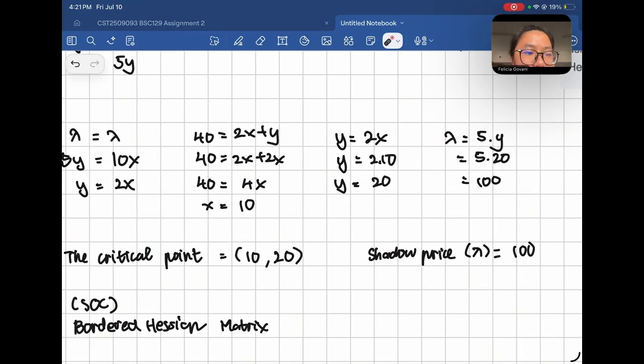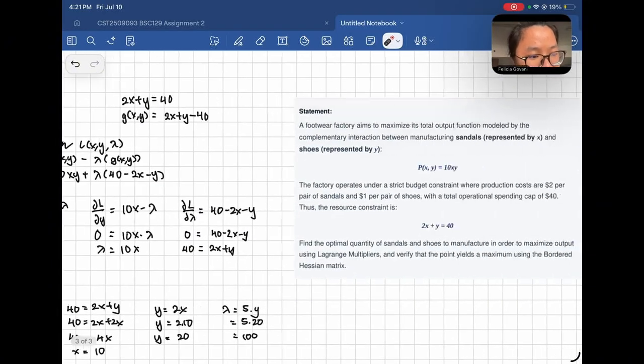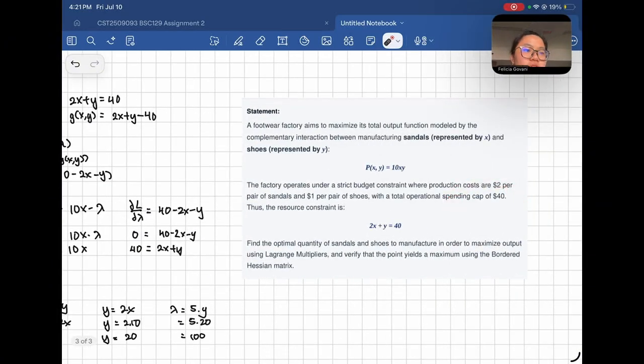And for lambda, we can also substitute the y equation: 5 times 20 is equal to 100. There is an advantage of using Lagrange multipliers, that we can know the shadow price. It can help production management see what will happen if they increase the spending cap, like to $41.